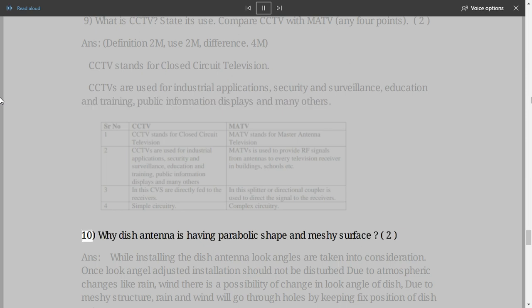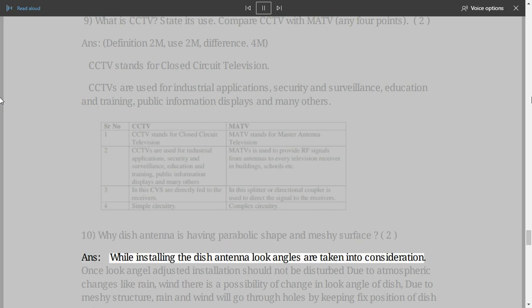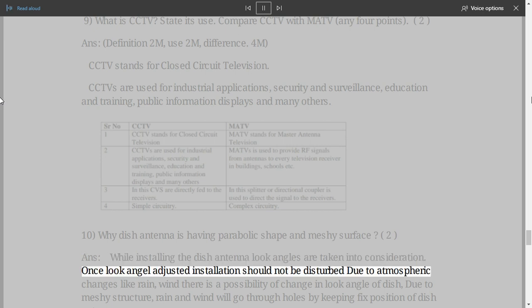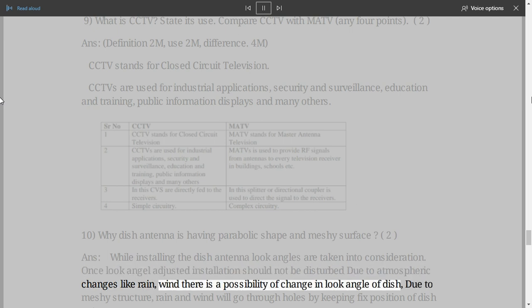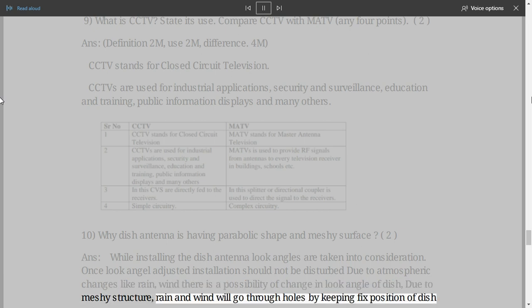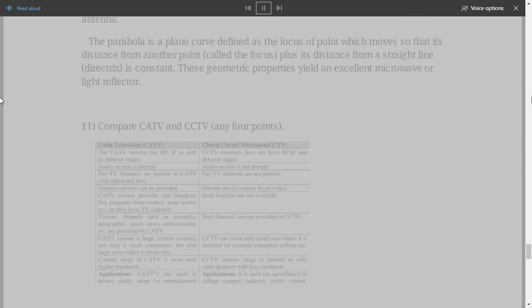10. Why is the antenna having parabolic shape and mesh surface? 2. Answer: while installing the dish antenna, look angles are taken into consideration. Once the look angle is adjusted, installation should not be disturbed due to atmospheric changes like rain. Wind is a possibility of changing the look angle of the dish, due to the meshy structure. Rain and wind will go through the holes, keeping the fixed position of the dish antenna. The parabola is a plane curve defined as the locus of a point which moves at the same distance from another point, called the focus, as its distance from a straight line, the directrix, is constant. These geometric properties yield an excellent microwave or light reflector.